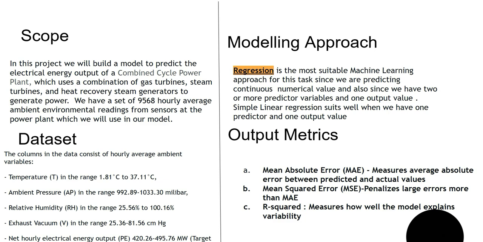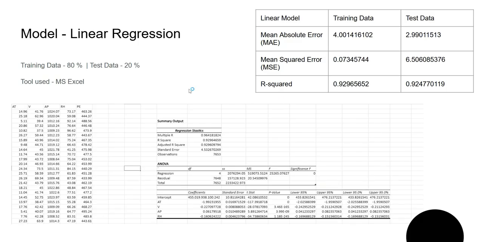So coming to the output metrics which we will be considering, we'll pick mean absolute error, which measures the average absolute error between predicted and actual values. I just shared the definition here. And the mean squared error, which penalizes large errors more than MAE, and R squared, which measures how well the model explains the variability. Moving to the next slide.